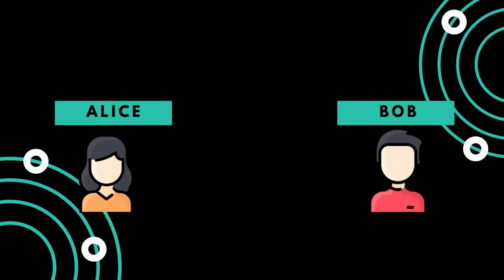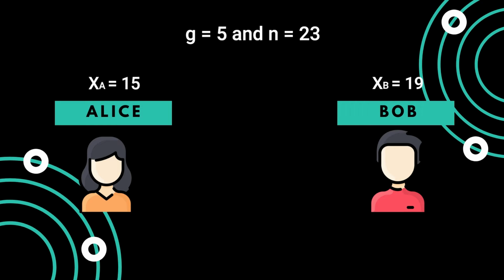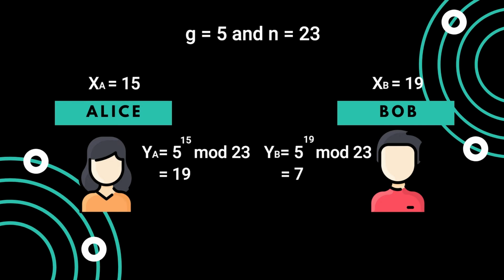First, Alice and Bob need to publicly agree to share two large prime numbers, a generator g equals 5 and the prime modulus n equals 23. Next, Alice selects a private random number, x sub a equals 15, and Bob selects his own private random number, x sub b equals 19. Then Alice calculates y sub a by raising the agreed generator to her private number modulo the prime modulus: y sub a equals 5 raised to 15 modulo 23 equals 19. Bob calculates y sub b with the same steps: y sub b equals 5 raised to 19 modulo 23 equals 7. Then they send their results publicly to each other.